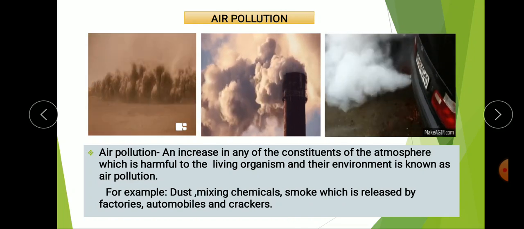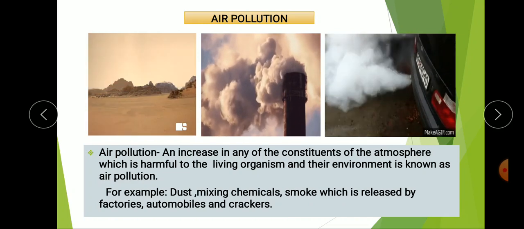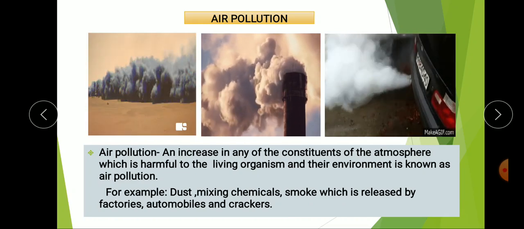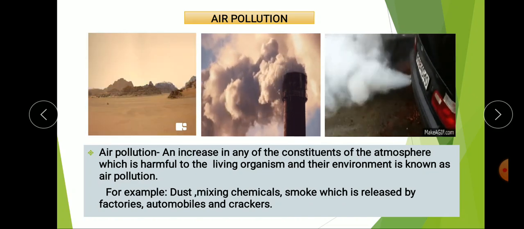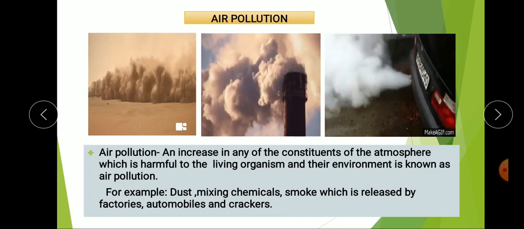For example, how is air polluted? By dust, mixing chemicals, and smoke which is released by factories, automobiles, and crackers. You can see in the images shown here what happens here, students.